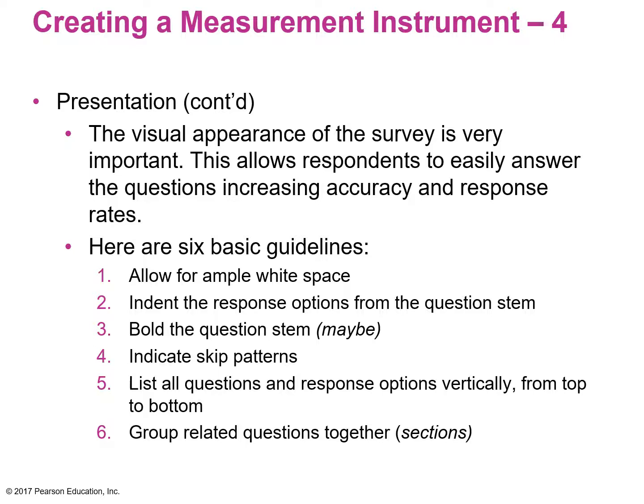And you want to list all questions and responses vertically from top to bottom. So you don't want to do 1, 2, left and right, 3, 4, left and right. You want to just go straight down. And another tip too is to group related questions together. And this is nice because you can create sections. So you might have a section on demographics. You might have a section on healthy eating. You might have a section on stress. You might have a section on social support, so just try to think about what makes sense for your survey and try to group and have sections for that survey.